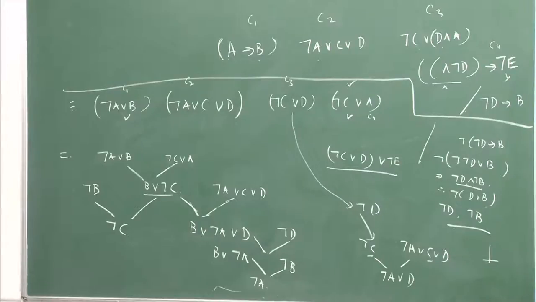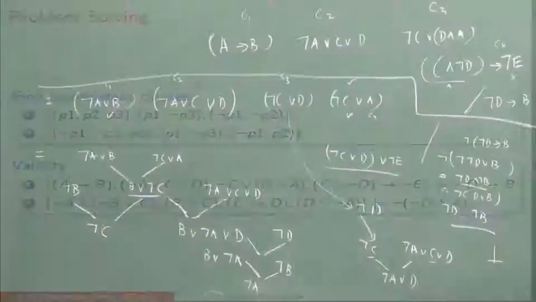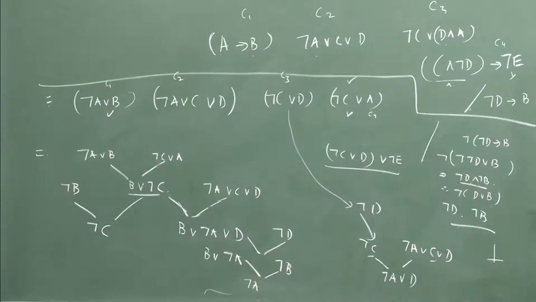So if we can generate a contradiction out of these four clauses, then you have proved that negation of not D implies B leads to unsatisfiability, and hence you are said to have shown true premises and a false conclusion, that is an invalid kind of argument. So somehow this needs to be worked out in greater detail. I will come back to this problem in a while from now.